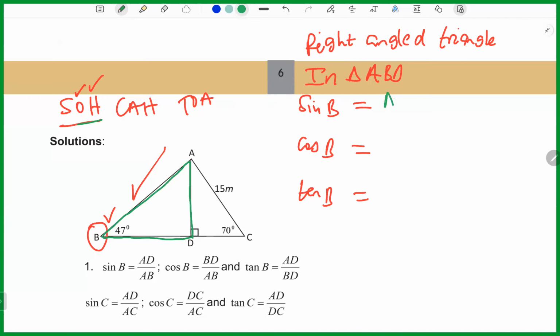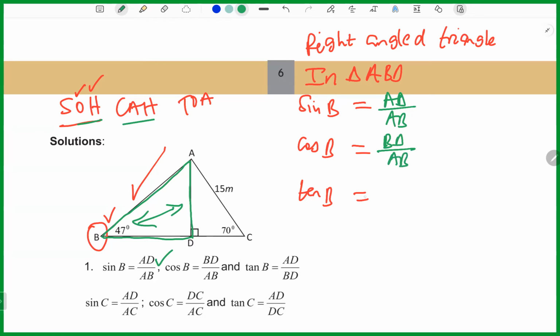Then the opposite is going to be exactly AD. That is the opposite over the hypotenuse, which is AB, which is exactly what the examiner wrote. And then also we'll have to find the cosine of B. The cosine of B is going to be adjacent over hypotenuse, so it is BD, the adjacent, over the hypotenuse, which is AB.